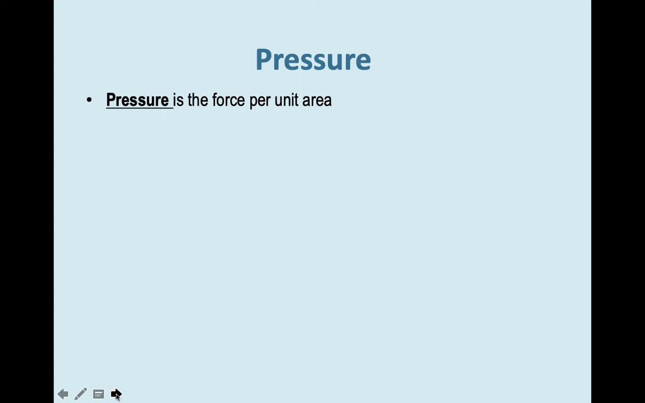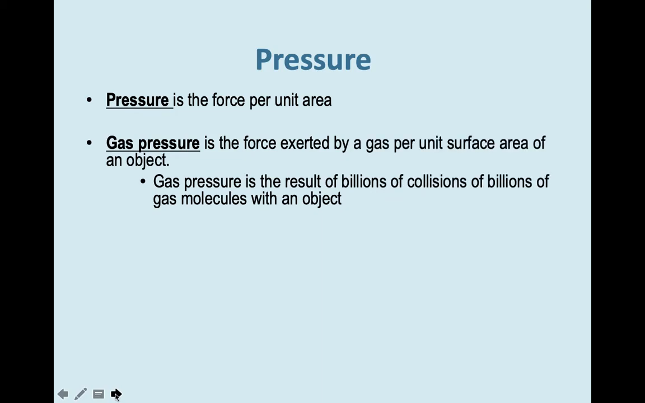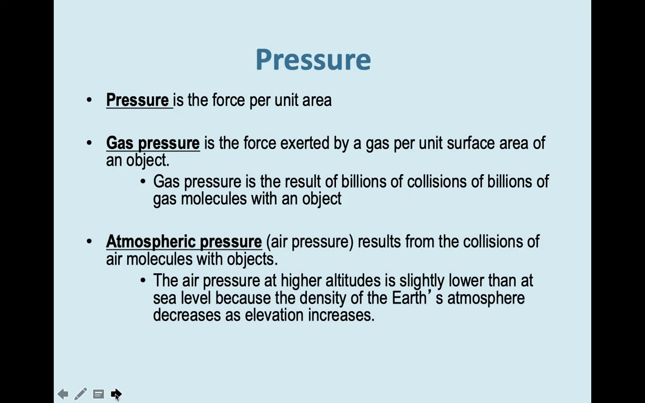Another thing we need to understand when we start talking about gases is gas pressure. What is pressure? Pressure is a force per unit area. Gas pressure is the force exerted by a gas per unit area of an object. Gas pressure is the result of billions and billions of collisions of gas particles with an object. Basically, they're just hitting each other over and over again. A lot of times we talk about atmospheric pressure or air pressure, and this is the result of collisions of air molecules with objects. The air pressure at higher altitudes is slightly lower than at sea level because the density of the Earth's atmosphere decreases as elevation increases.